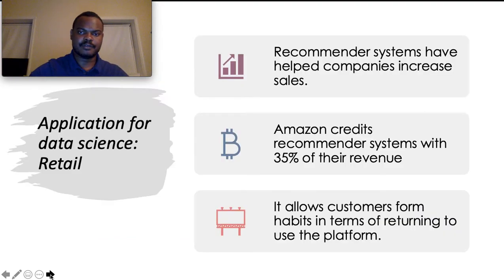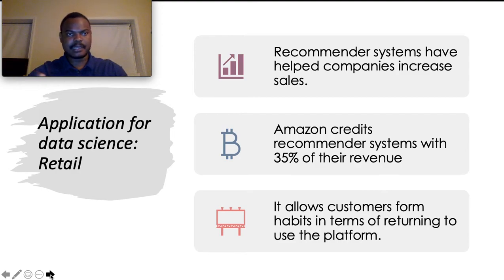So what does this mean for the business, right? This means that recommendation systems have helped companies increase their sales very, very much, right? Amazon credits about 35% of their revenue to recommender systems, right? So this is a very huge part of their business. And it also allows customers to form habits in terms of returning back to the platform to use it.